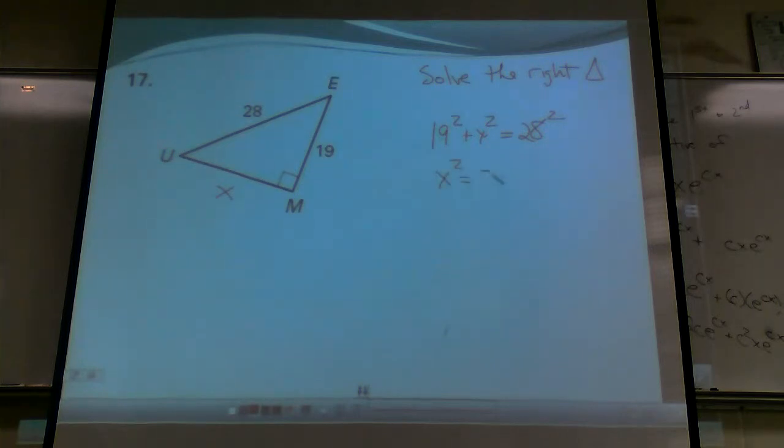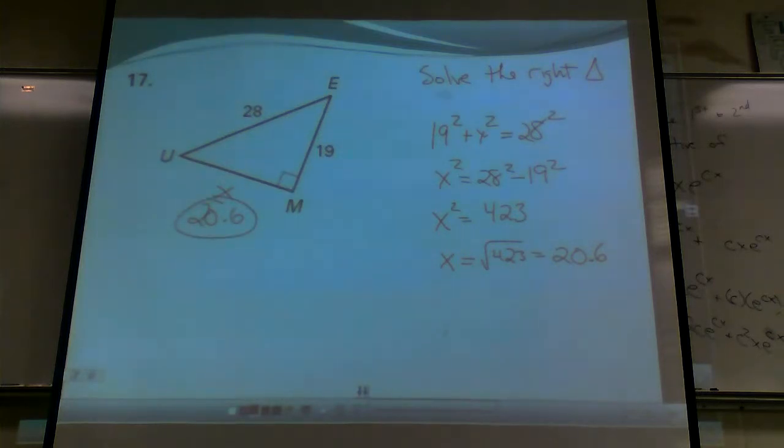So x squared is 28 squared minus 19 squared. What's 28 squared minus 19 squared? Calculator out. What is it? 423. And then the square root of that is what? 20.5? Okay, no, it's 20.6. All right, put that in. So that would be my side length.